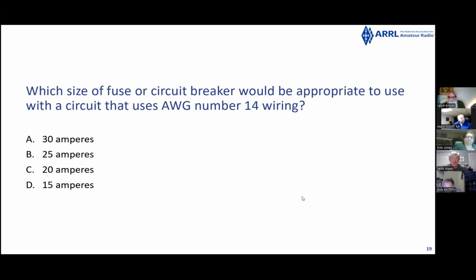Which size of fuse or circuit breaker would be appropriate to use with a circuit that uses AWG number 14 wiring? 30, D, 25. D, 15 amps. This is all I did for a living. I know this like the back of my hand. Right.